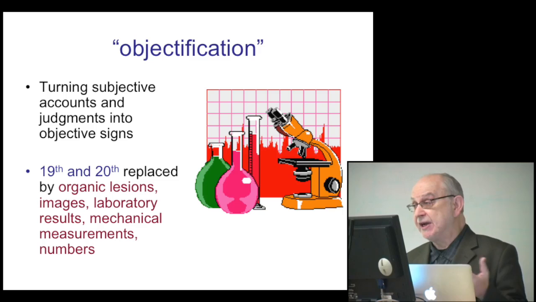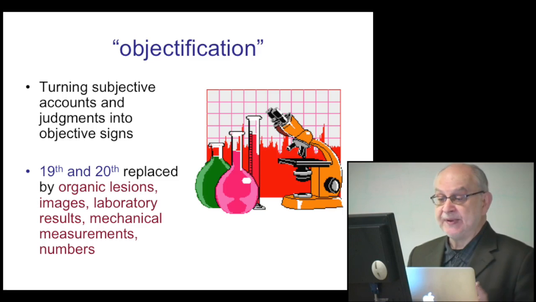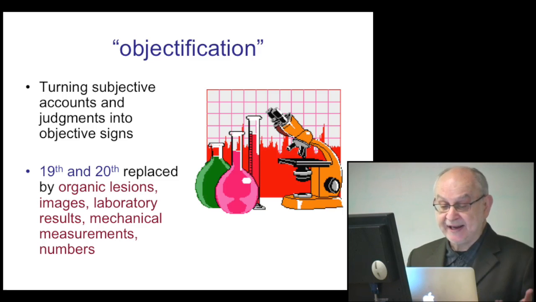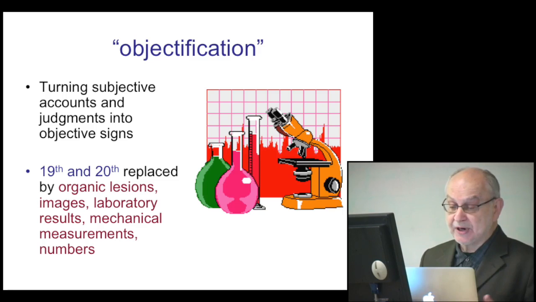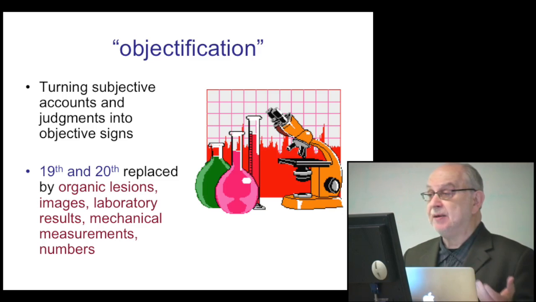The most compelling of these were probably anatomical lesions that could be seen in postmortem dissections, but these kinds of objective signs could be anything from x-rays, microscopic slides, laboratory tests, mechanical means of measuring, and various other sorts of numbers measuring therapy. And that's really what I'd like to talk about today.